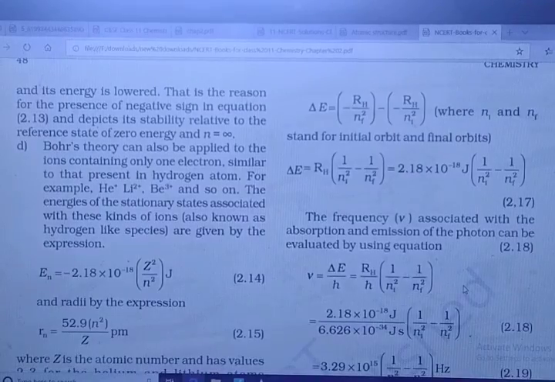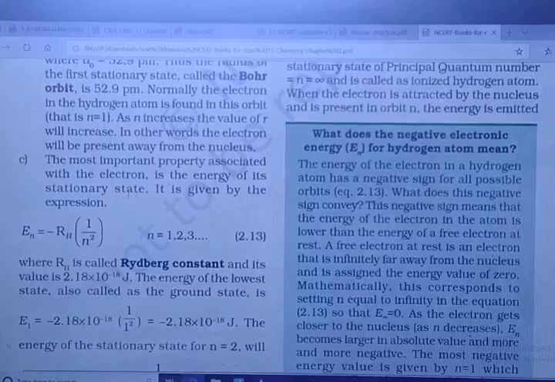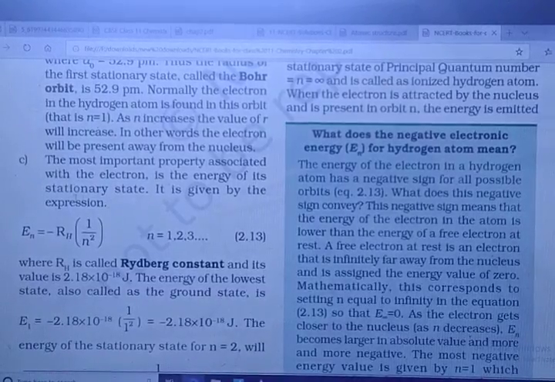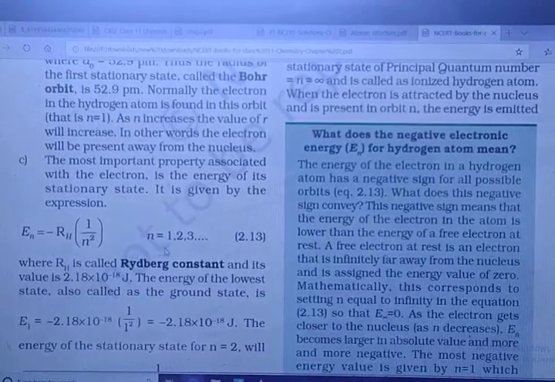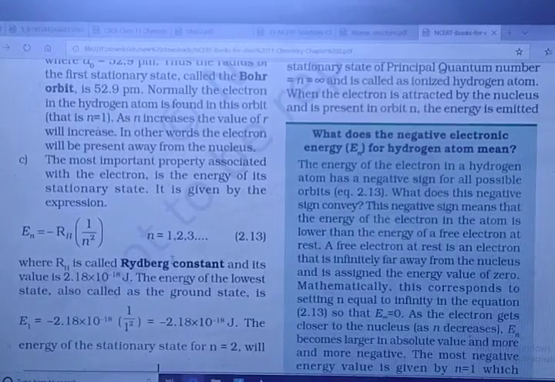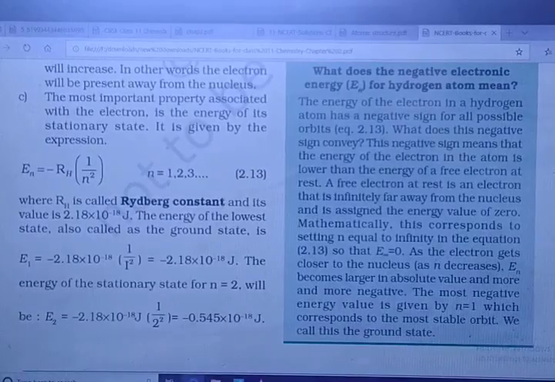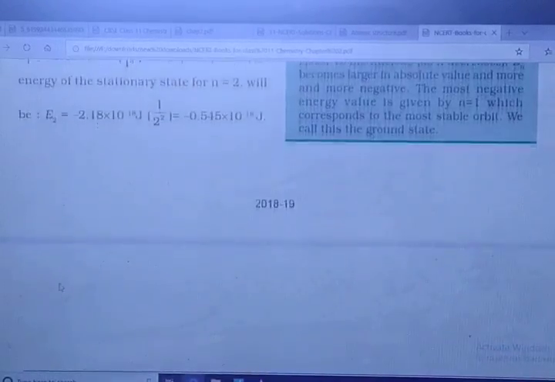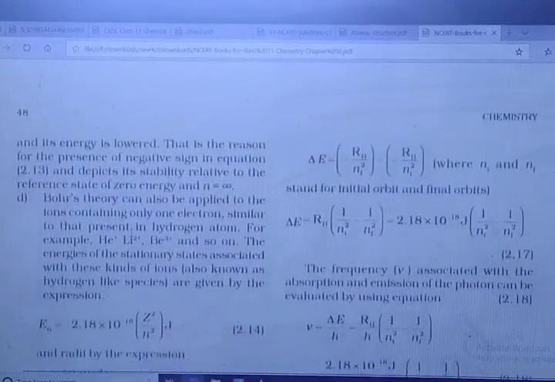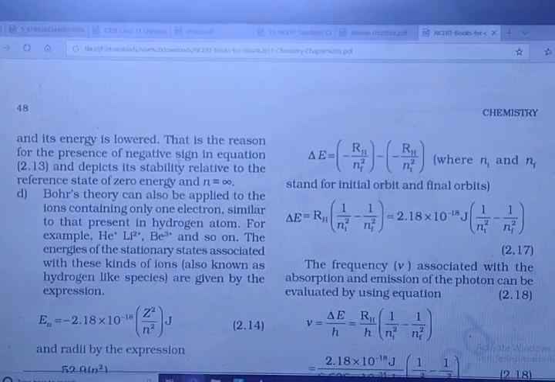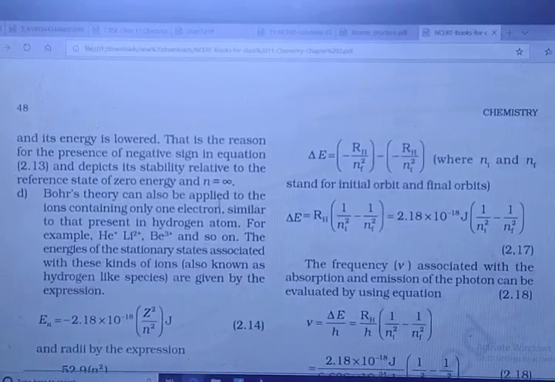Whose energy is lowered? As we have read previously about this concept, the most important property associated with the electron is the energy of its stationary state. En is equal to minus RH into 1 upon n square, where n is equal to 1, 2, 3. Means according to the Rydberg constant, E1, E2, E3 are the values, and the energy is lowered. This is the reason for the presence of the negative sign in the equation, and it depicts its stability relative to the reference state of zero energy and n is equal to infinity.